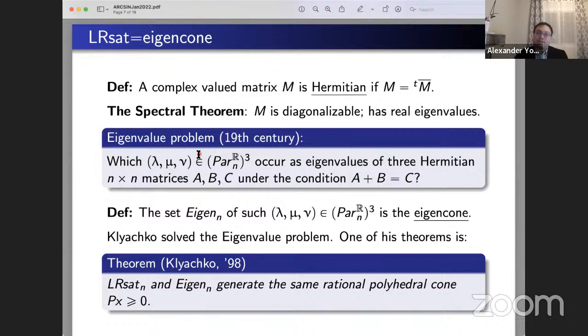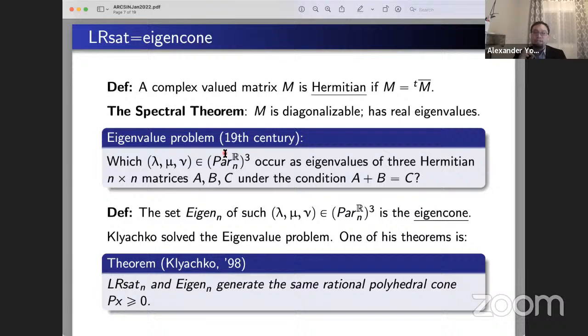Well, before answering that question, let me just define an answer. The definition of the answer is that it's going to be the eigencone. The eigencone is just all triples of real partitions which can occur as eigenvalues for some matrices A, B, and C. And the name eigencone is justified by the following theorem of Klyachko, a Russian mathematician working in Turkey, I guess, who was the first person to solve this eigenvalue problem.